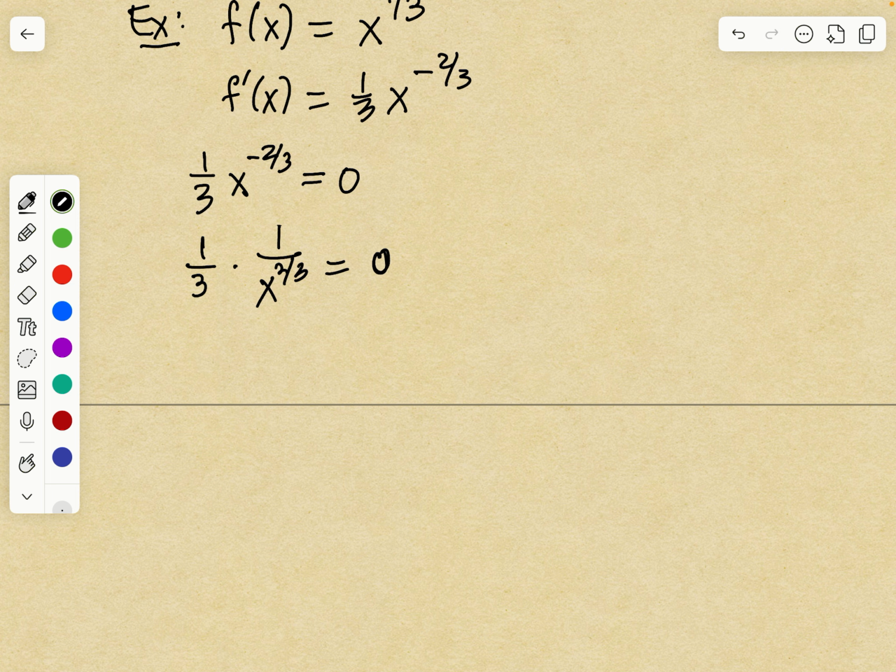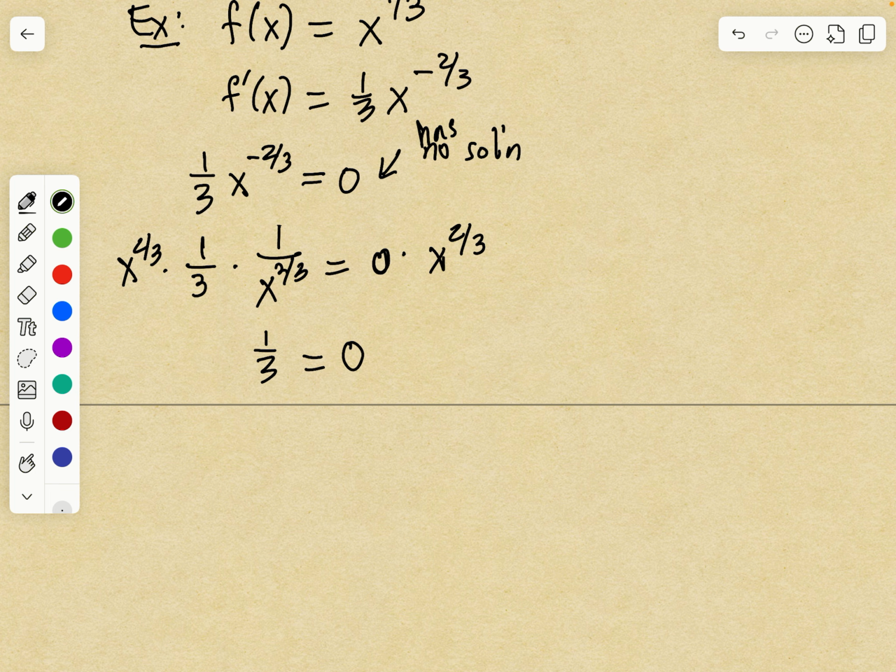So if I do that, I get what on the left? I get 1/3 because x to the 2/3 divided by x to the 2/3 is 1. So I get 1/3 equals 0 times x to the 2/3. Well, that's equal to what? 0. So I get 1/3 equal to 0. Well, 1/3 is not equal to 0, right? So what does that mean? That means that this equation has no solution. So there's no x that makes that equal to 0.